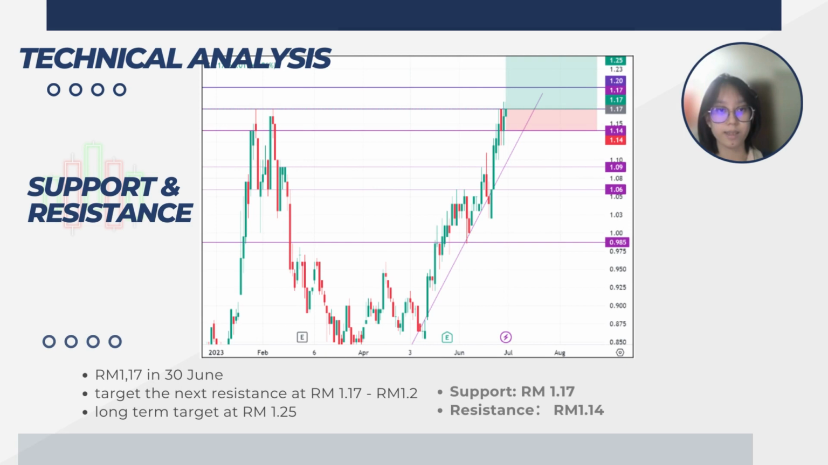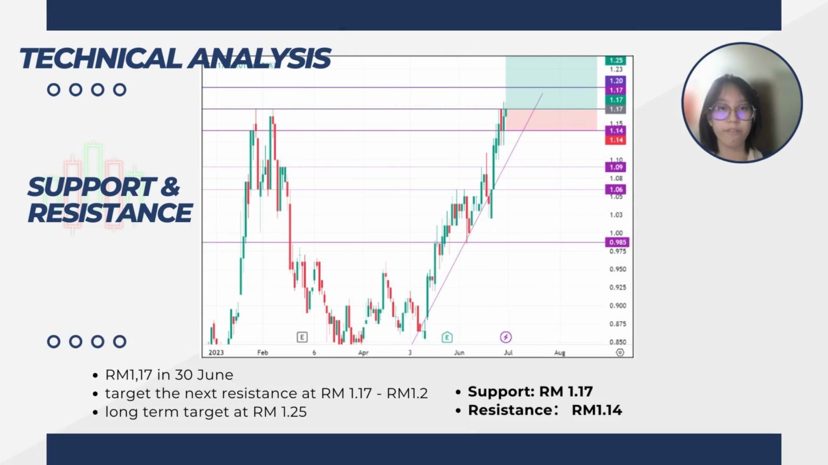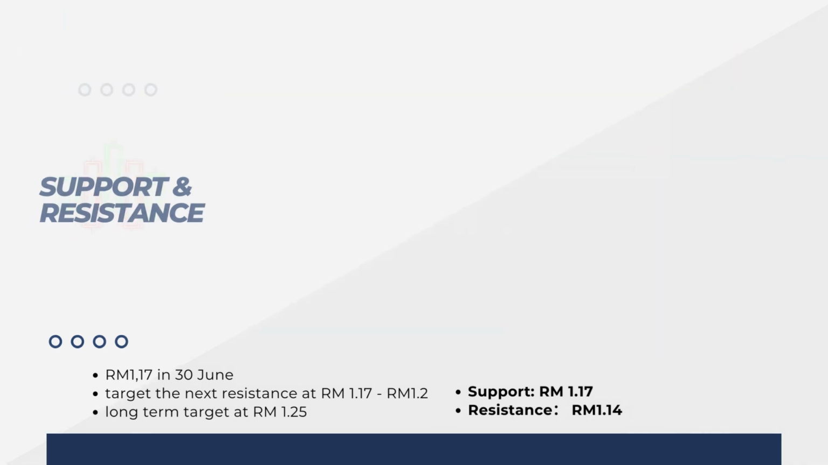For support and resistance, the price experienced a flat formation breakout above 0.985 cents on 21 June and further increased until 1 ringgit 70 cents on 30 June. For now, we expect the share price may advance to target the next resistance at 1 ringgit 70 cents to 1 ringgit 20 cents, with a long-term target of 1 ringgit 25 cents. Support is at 1 ringgit 70 cents and the cut loss is located at 1 ringgit 14 cents.